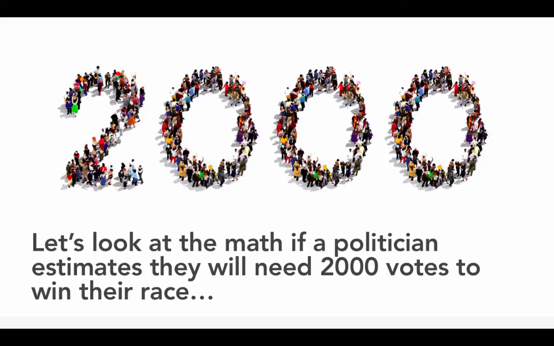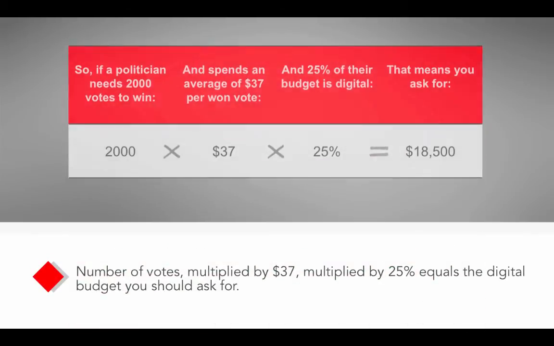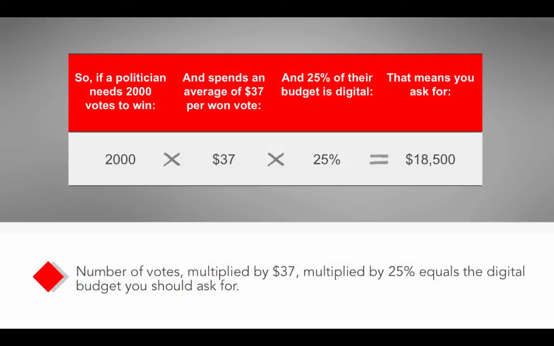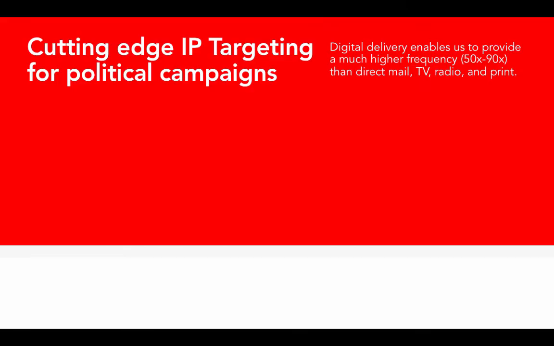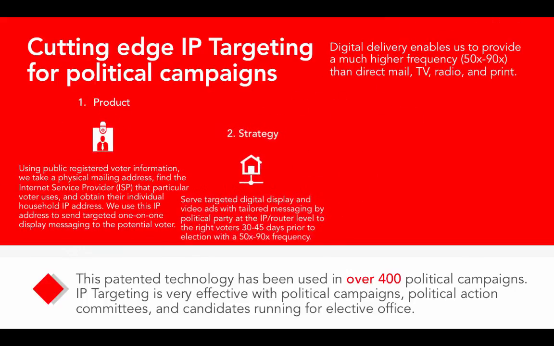Well, let's look at the math if a politician needed 2,000 votes to win their race. Here's the calculation. If a politician needs 2,000 votes to win the race, and on average they spend about $37 per one vote, and we know that 25% of their budget is digital, you're going to ask this guy for $18,500. What's great about this is that you're not asking for some arbitrary number that you're pulling out of the clouds. You're instead taking political information that you've done your research on and giving them a really good recommendation in terms of what they should spend on digital. So that's basically how you get your foot in the door.